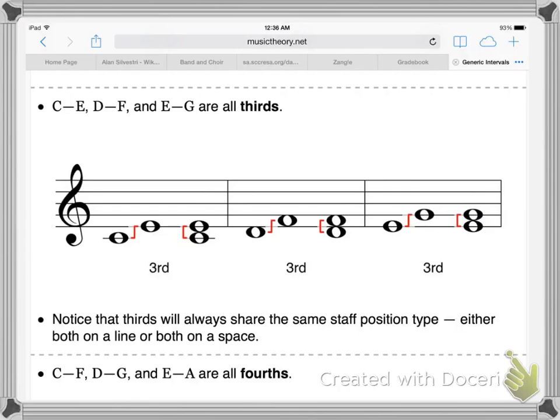C to E, D to F, and E to G are all thirds. So for example, and they're showing you the melodic and the harmonic version, but the third would be start on the bottom note, 1, 2, 3. Or in this case, 1, 2, 3. Or 1, 2, 3. So you always start on 1 on the first note. Notice that the thirds will always share the same staff position type, either both on a line or both on a space. That's the quickest way to recognize that you're playing a third or moving a third, is that they're both going to be on a line or they're both going to be on a space.